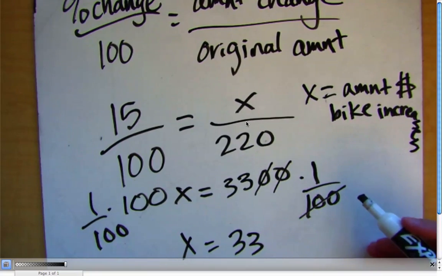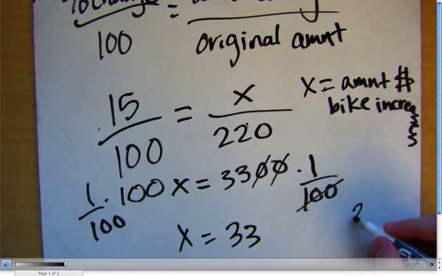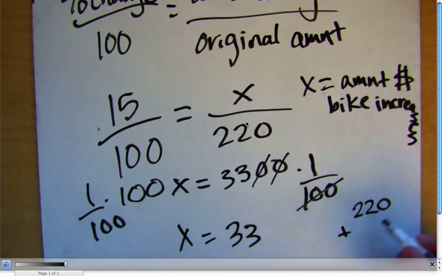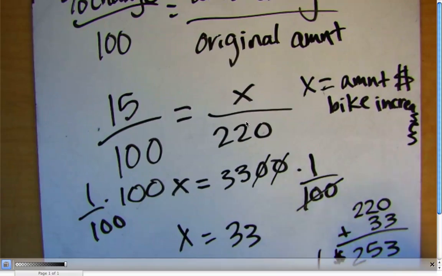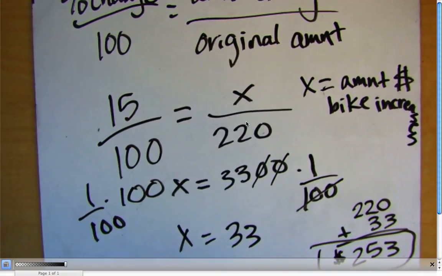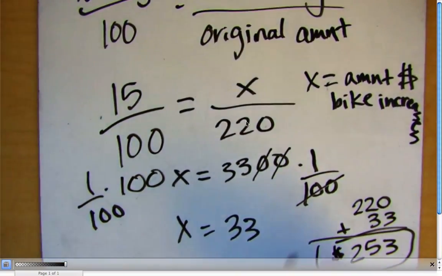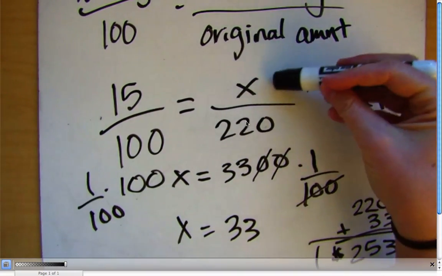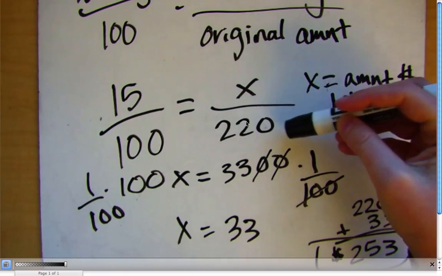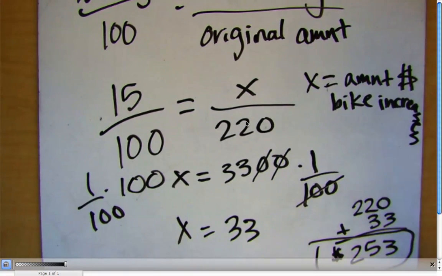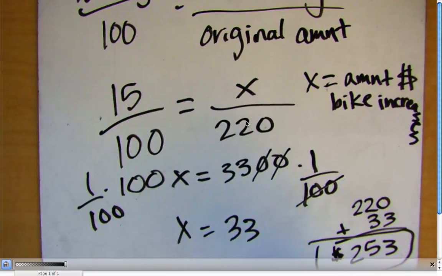Okay, so to answer my question, what do I need to do? I need to take the original amount, 220, and add the amount it increased to get my new price of my bike, $253. So that's the tricky part about these. You've got to think about what is going on, what is what. That's the amount that's going up or down. That's the original amount. If you're ever looking for the new amount, you're either going to have to add, in this case I added because the price was increasing, or subtract. If the price decreased, obviously I would subtract and make it less. All right, so let's practice another one.